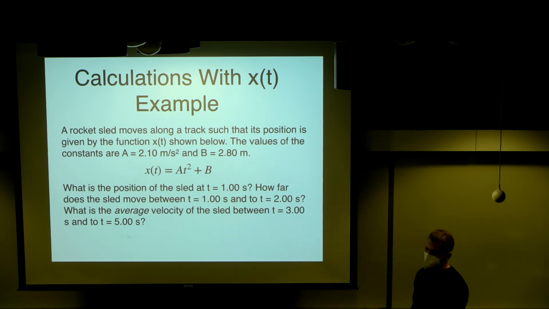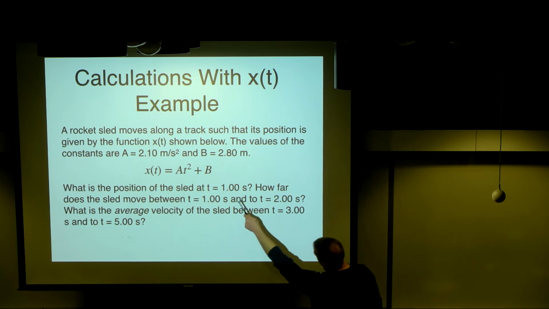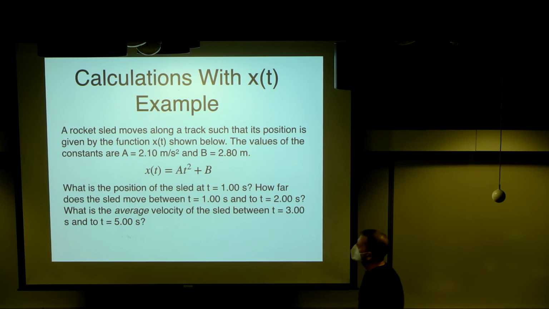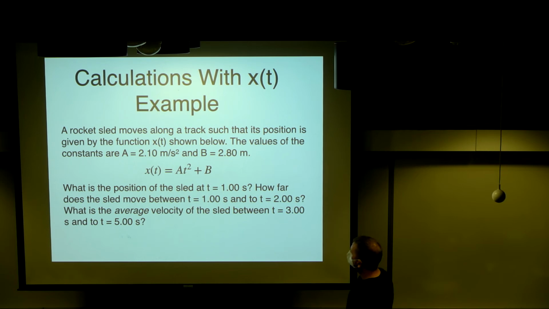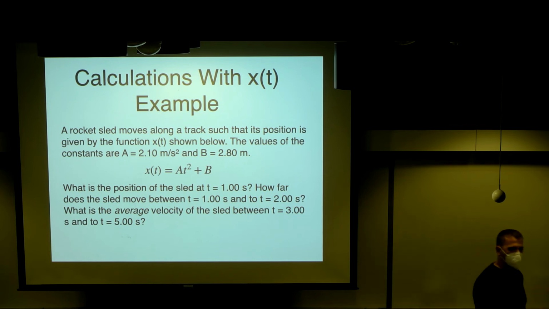So we have a whole bunch of questions related to this function. The first question is, what is the position of the sled at t equals 1 second? Next question, how far does the sled move between t equals 1 second and t equals 2 seconds? And then finally, what is the average velocity between t equals 3 seconds and t equals 5 seconds? Okay, so we're going to just take the function we're given and use it to calculate each one of these things individually, okay? So let's go through it.